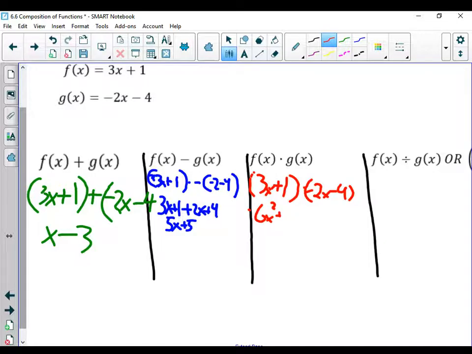I think Liam wants to go. I think he wants to do it. Nobody wants to do the division problem? Liam wants to do it. Liam. Yes. Division problem.